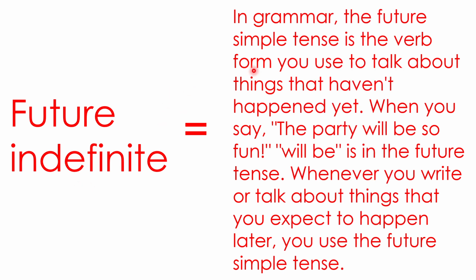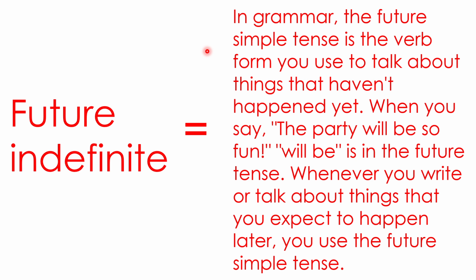Okay, now we're going to move on to a different tense called the future tense. So let's look at a more specific one, the future indefinite tense, also known as the simple. In grammar, the future simple tense is the verb form you can use to talk about things that haven't happened yet. When you say the party will be so fun, will be is in the future tense. Whenever you write or talk about things that you expect to happen later, you use the future simple tense.